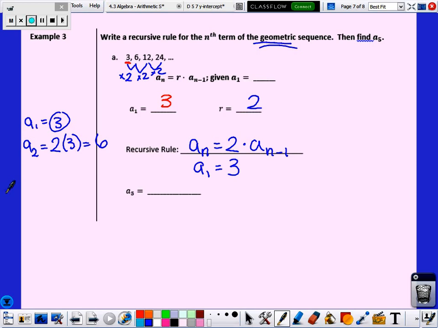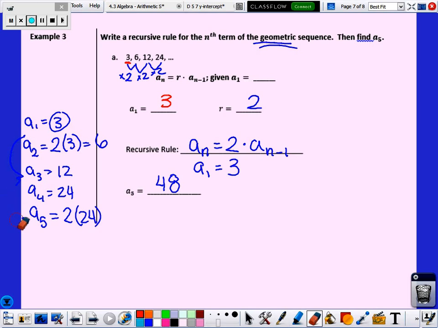This is showing really the first 4 terms that are already given to us in our sequence. So I can kind of just skip down. I know a sub 3 was 12, a sub 4 was 24, and so I can find a sub 5 easy enough by just multiplying 2 times the term before it, which was the fourth term. 2 times 24 gives me 48. So let's use what we know and skip solving for a sub 2, 3, and 4 if they're already given to us.